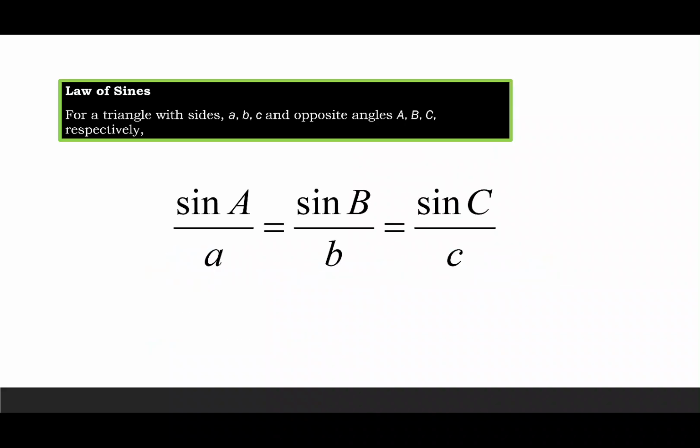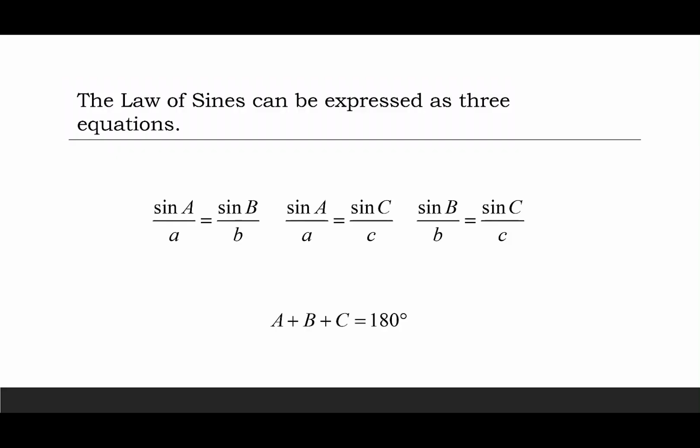The law of sines says for any triangle with sides a, b, and c, and opposite angles labeled capital A, capital B, capital C, then sine A over a is equal to sine B over b, which is equal to sine C over c. We can express that as three different equations. We can write sine A over a equals sine B over b. We can have sine A over a equals sine C over c. We could also have sine B over b equals sine C over c.